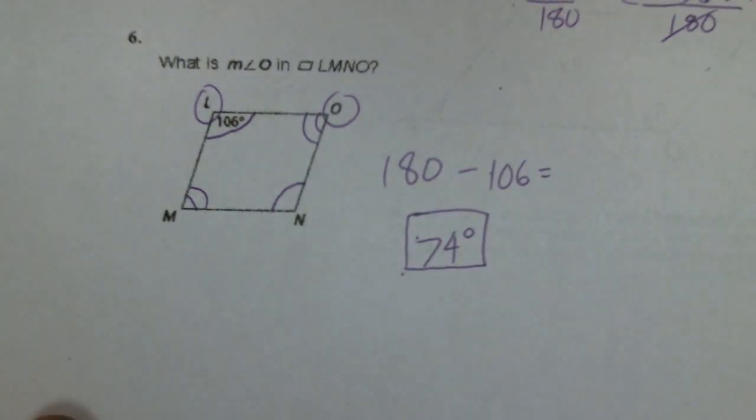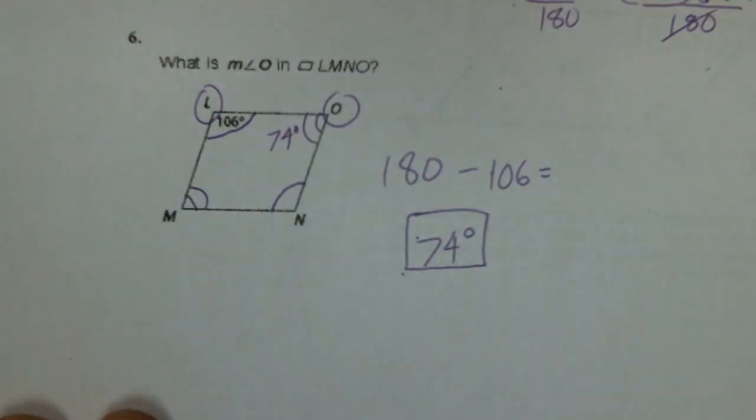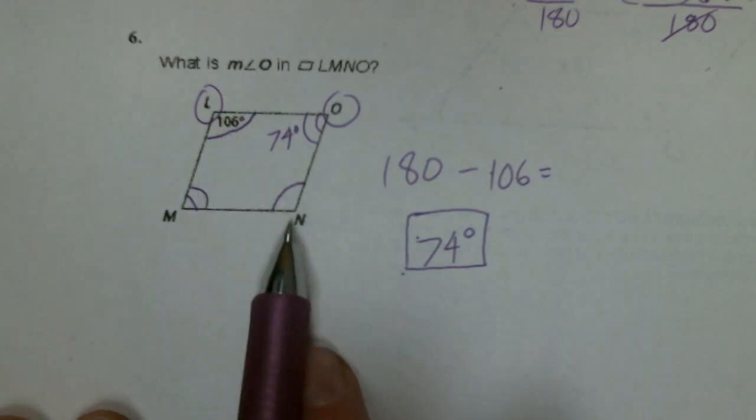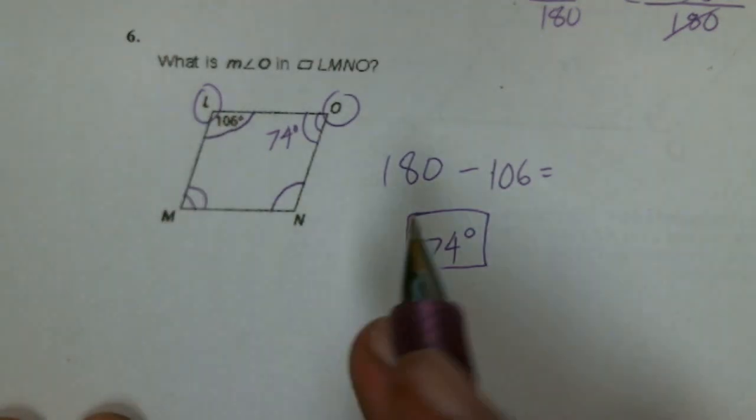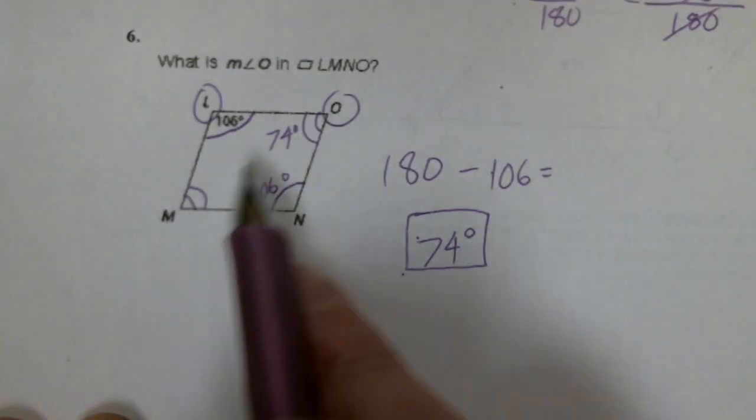Okay. If this is 74, let's go ahead and just fill in the other angles, even though they don't ask us for that. If that's 106, what is angle N? These two are big, so both of these are 106. This is little, that's little. Both of these are acute angles. Both of these will be 74 degrees.